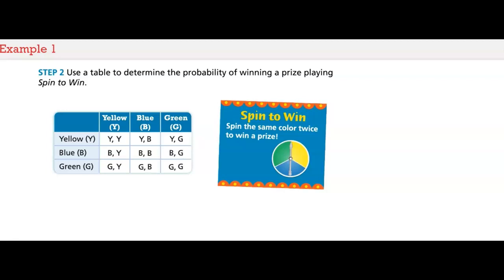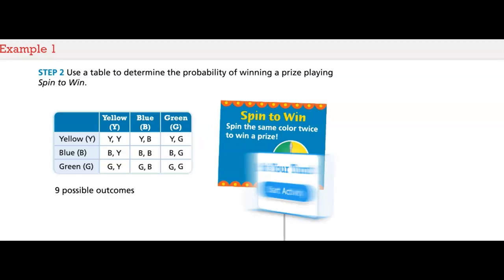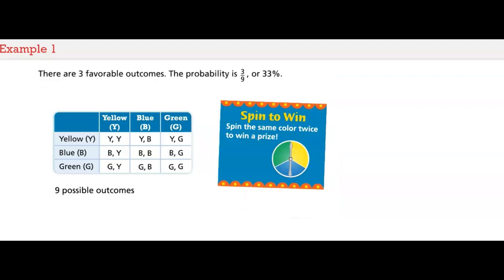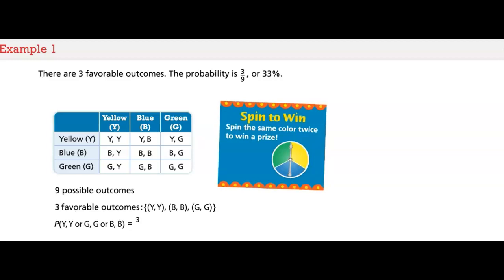Our table shows each of the 9 outcomes of this compound event. There are 3 favorable outcomes, meaning there are 3 ways to win a prize playing Spin to Win. To find the probability of winning the game, divide the number of favorable outcomes by the total number of possible outcomes. The probability is 3/9, or about 33%.